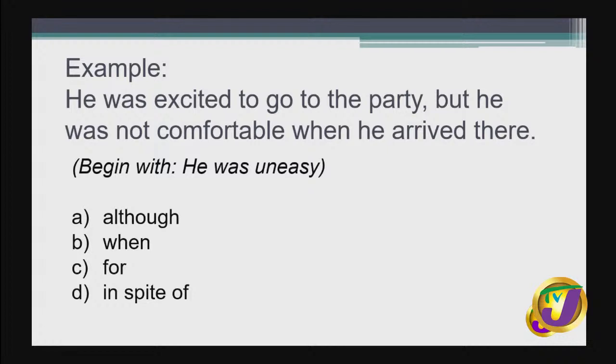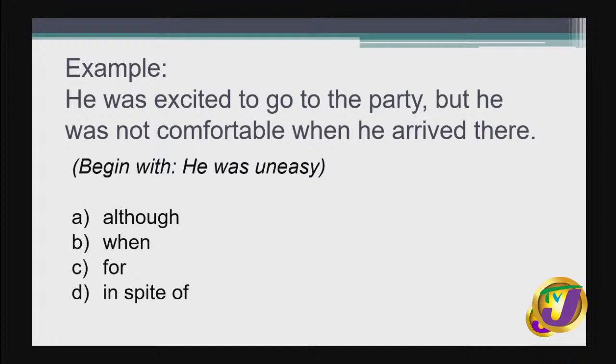So we have our subject who is about to go to a party or thinking of going to a party. And when he was thinking of going, he was excited. However, unfortunately, when he gets there, he's not feeling so comfortable. Now notice your prompt now is that you're to begin with, he was uneasy. Now if you look at the original sentence, which section of the sentence aligns with that meaning, he was uneasy?